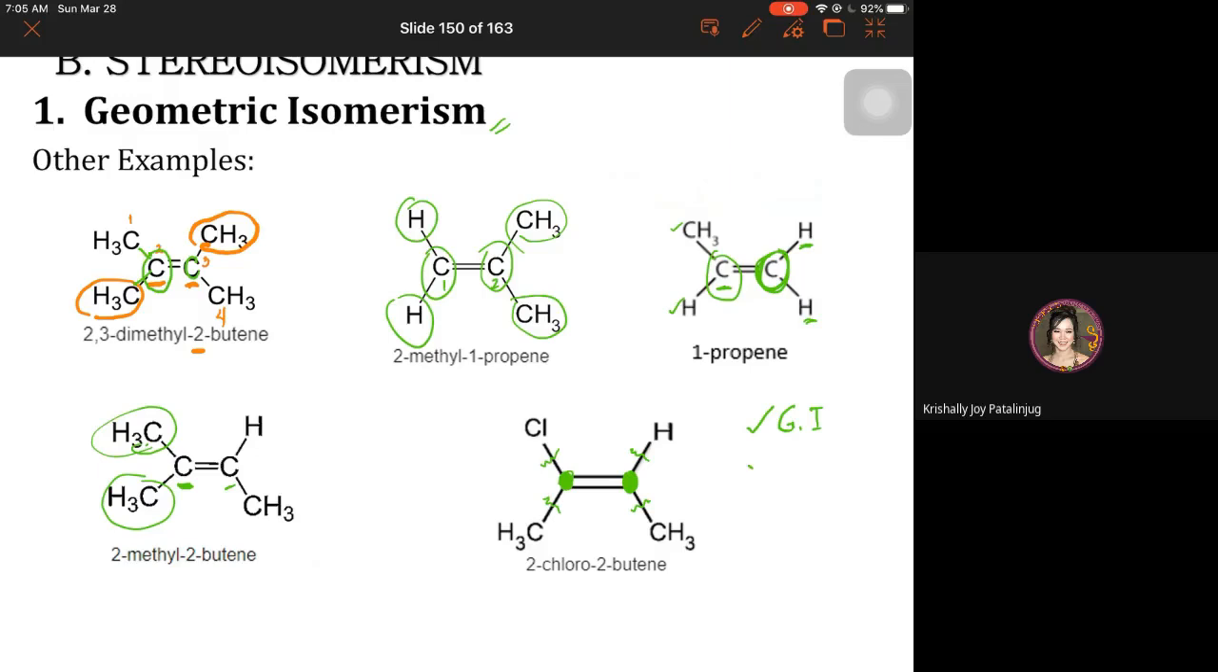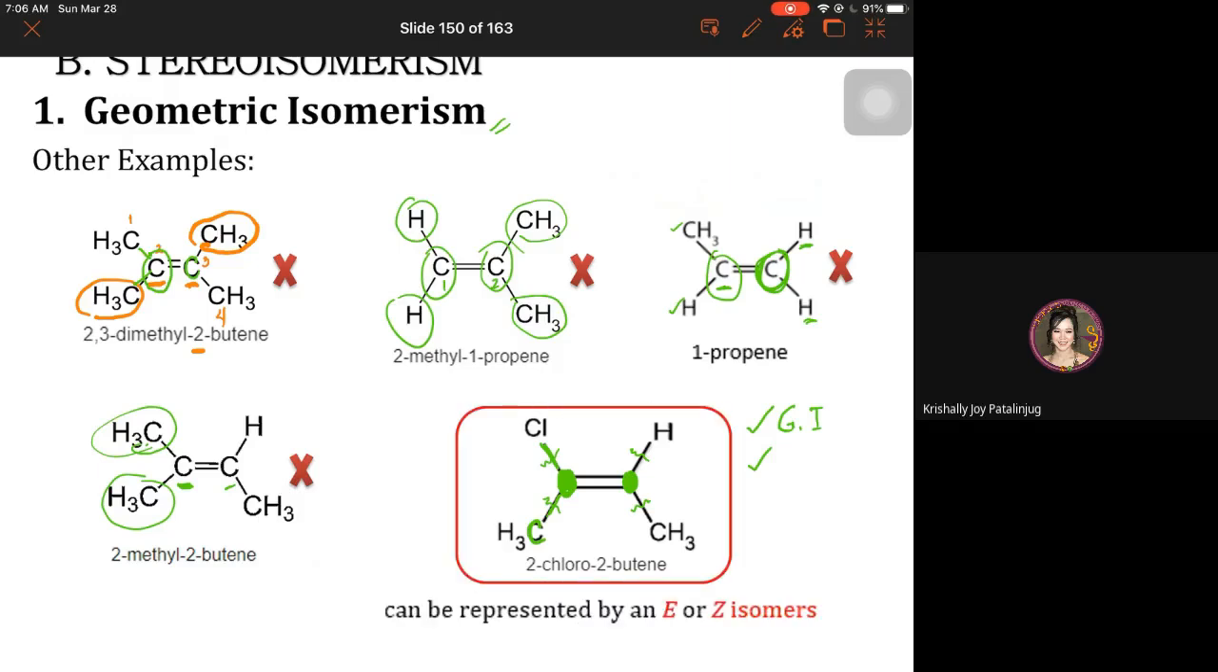Now, a follow-up question: does it show cis-trans isomerism? No. It does not show cis-trans isomerism, knowing that on this double bond carbon, there is no hydrogen atom directly attached. What is directly attached here is a Cl, a chlorine, and below is a carbon. Because of that, it cannot be represented as cis-trans isomerism. Instead, this can be represented by another specific type of geometric isomerism. This can be represented by E-Z isomers.